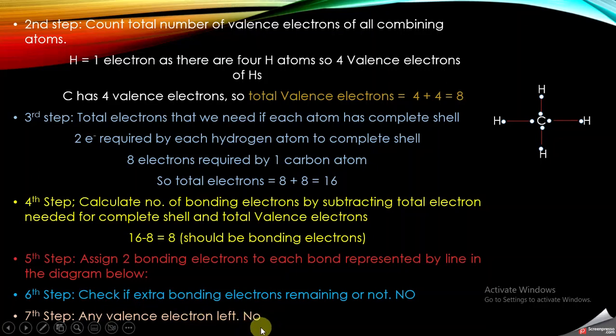So here we can see that no valence electron is left. All of the valence electrons are utilized. And this is the Lewis structure of CH4, where you can see carbon has an octet: 1, 2, 3, 4, 5, 6, 7, 8. And hydrogen also has a complete shell because it has 2 electrons, 1 and 2.